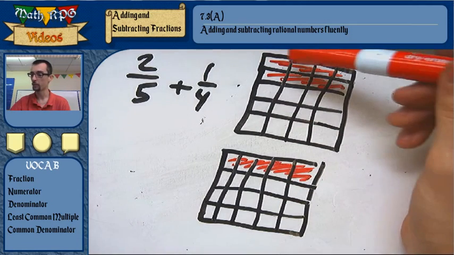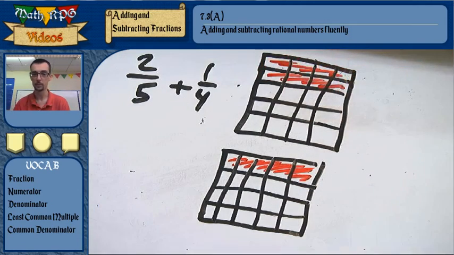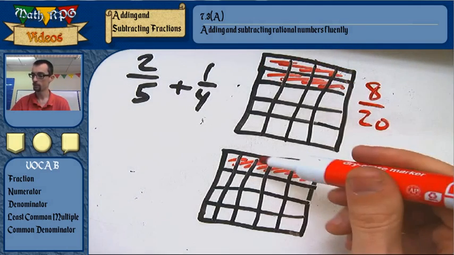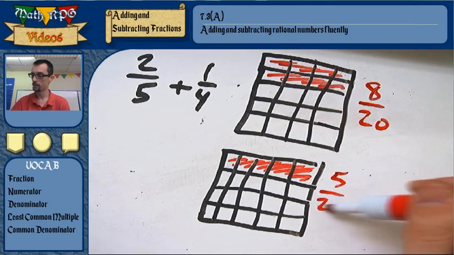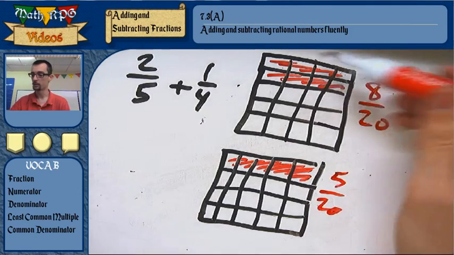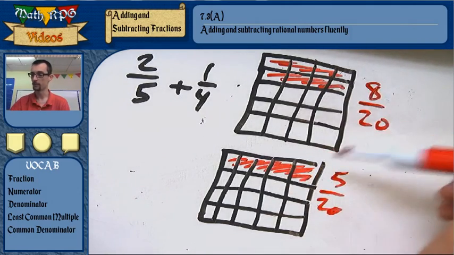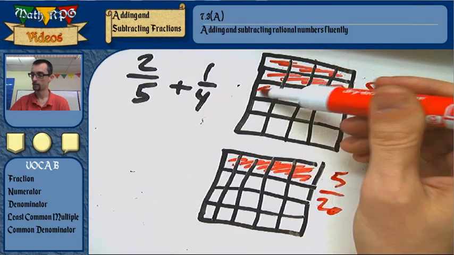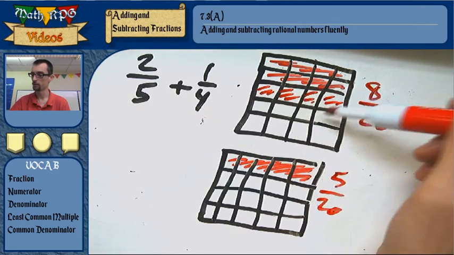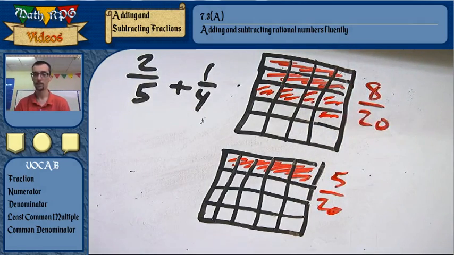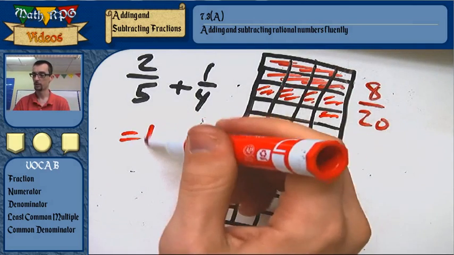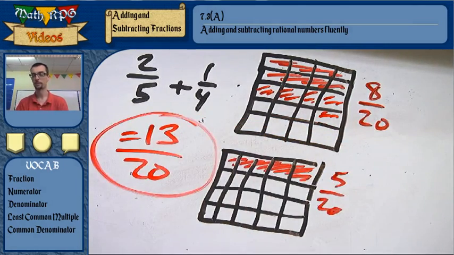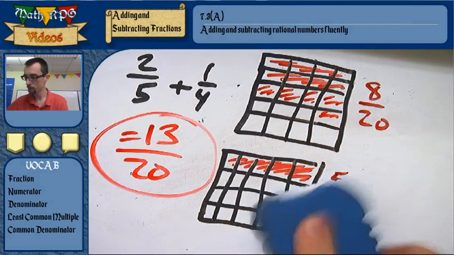Because here I have 1, 2, 3, 4, 5, 6, 7, 8 20ths. And here I have 1, 2, 3, 4, 5 20ths. And if I add them up, I just take these ones and drop them down here, or I can take these 5 and drop them up here. Let's try that. Take these 5 over here and put them in here. 1, 2, 3, 4, 5. And I end up with 8 plus 5, 13 20ths. That's how we do it. Pretty simple. Not too bad anyway.